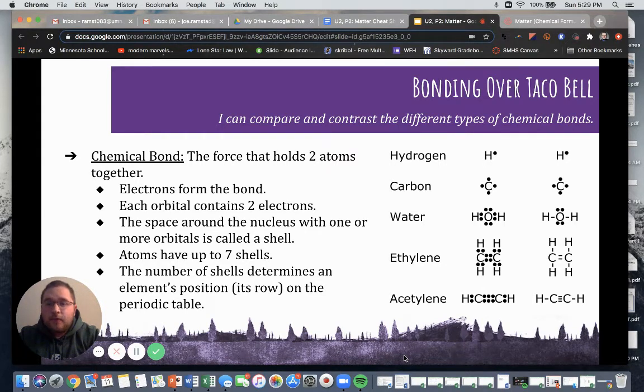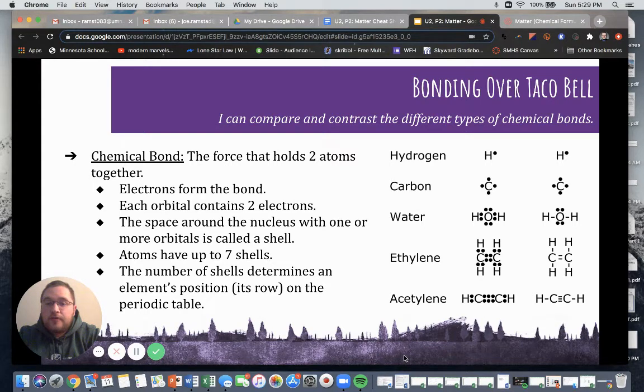These bonds are formed by electrons, and we know that electrons are located on the outside of the nucleus, so they're not in the nucleus, they're on the outside and they're negatively charged. And just for review, inside of our nucleus, we have our protons and our neutrons, right? Protons are positive, neutrons are neutral. But our electrons form the bond, they're on the outside, that is the outer shell, okay? They're on the outside and they're negatively charged.